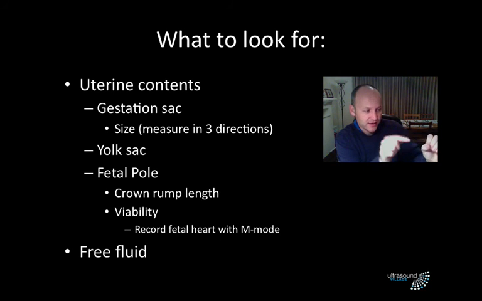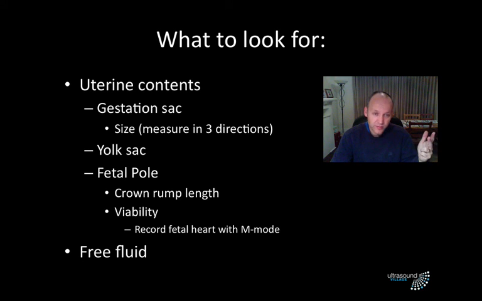You measure that across and up and down. Then, to measure it in the other axis, so you've taken a picture of it this way, and you've measured it vertically and its depth. Then you change your probe to 90 degrees, and you fan up and down, and you measure it in this plane, the transverse plane. Add all those measurements up, divide by 3, and you've got the mean sac diameter. So you have to look for and measure the gestational sac. Then you need to look for the yolk sac.